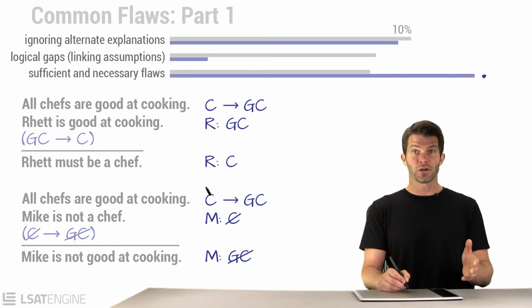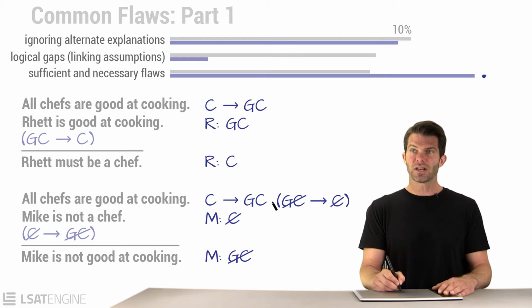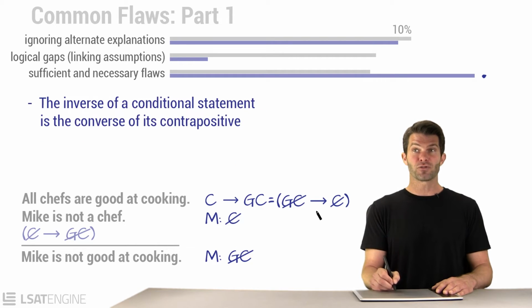Now, I want to talk about something a little bit complicated, and I'm not doing this just as an academic exercise. It's important to understand answer choices. So remember, the contrapositive of a statement is when you reverse and negate the terms. And that is an equivalent statement. So if all chefs are good at cooking, then if you're not good at cooking, you're not a chef. This is the contrapositive of that. And notice that the flaw down here is still the inverse of this original statement, but it looks like the converse of the contrapositive. The inverse of a statement is the converse of its contrapositive.